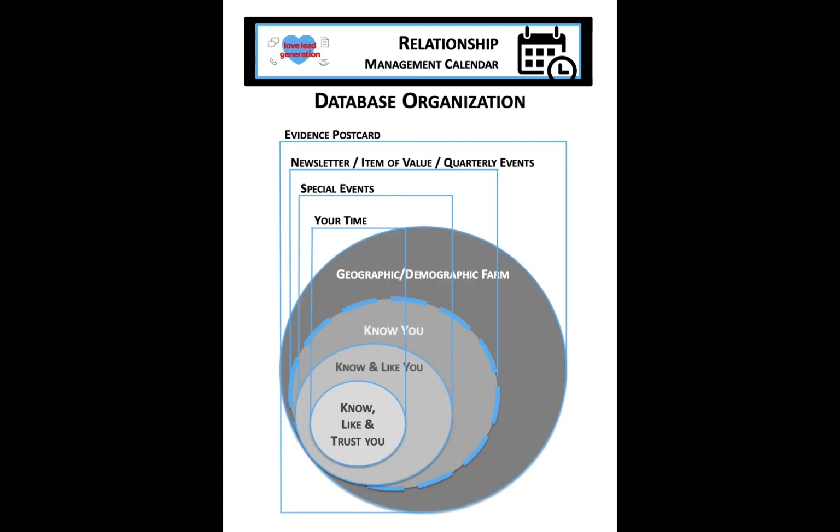That's the postcard we just talked about that shows your evidence of success, what business you're in, and what they are to do next. Now, if you're in the know, like, and trust circle, you get invited to everything. If you're in the know and like circle, you get the special events, the newsletter, the item of value, and the quarterly events, as well as the evidence postcards.